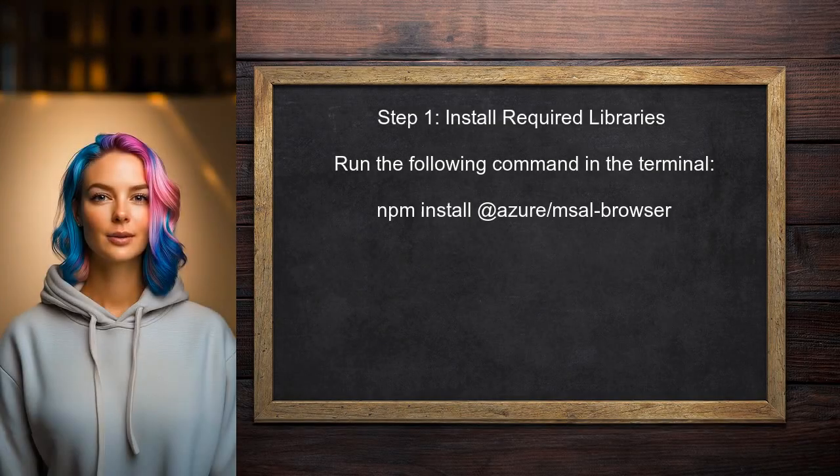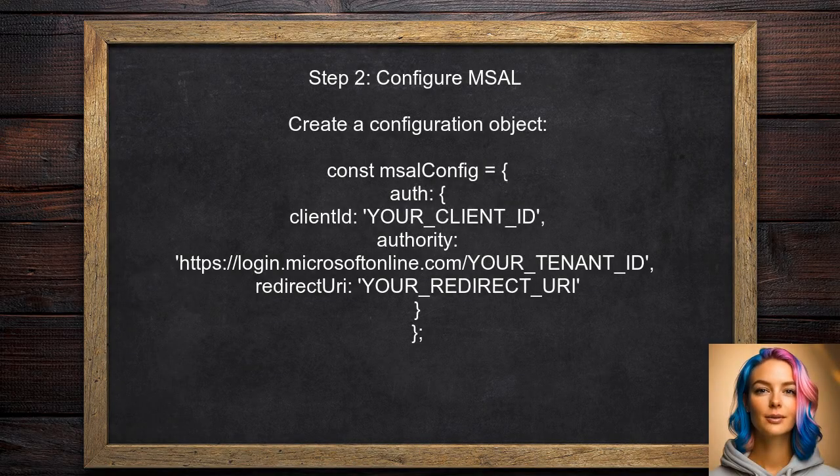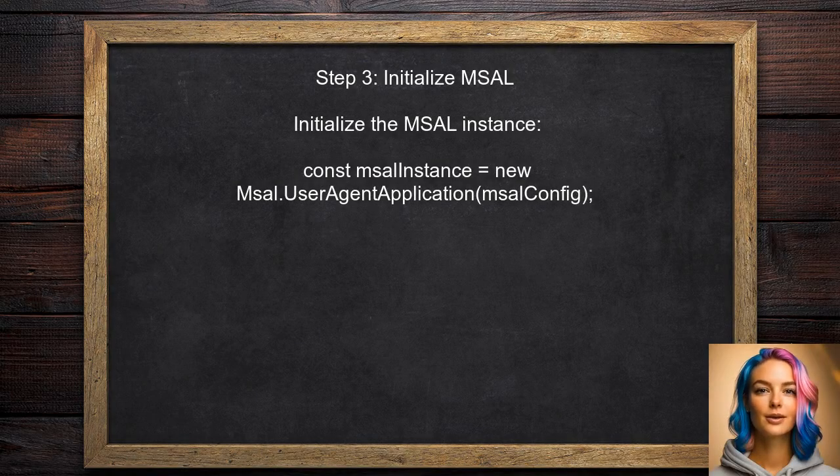To begin authenticating a Vue.js app with Azure Active Directory, the user should first install the required libraries. This includes the Microsoft Authentication library for JavaScript. Next, the user needs to configure the Microsoft Authentication library. This involves creating a configuration object that includes the client ID and authority URL. Now the user should initialize the msal instance using the configuration object. This instance will be used to handle authentication requests.